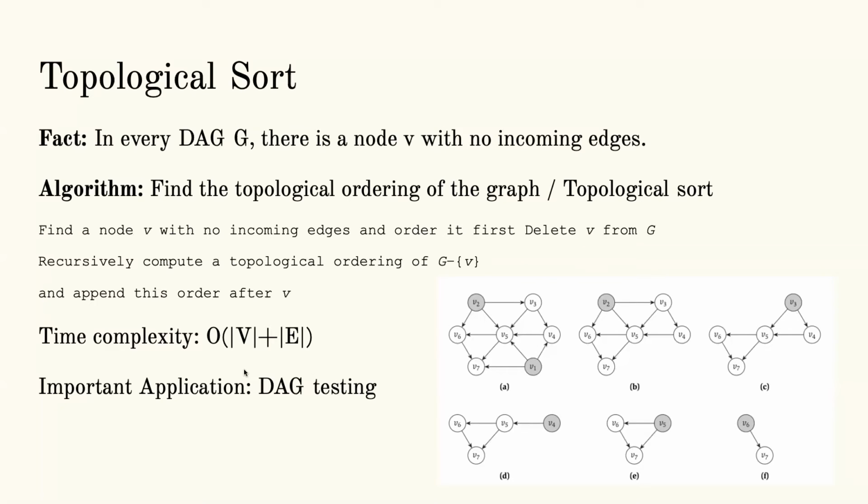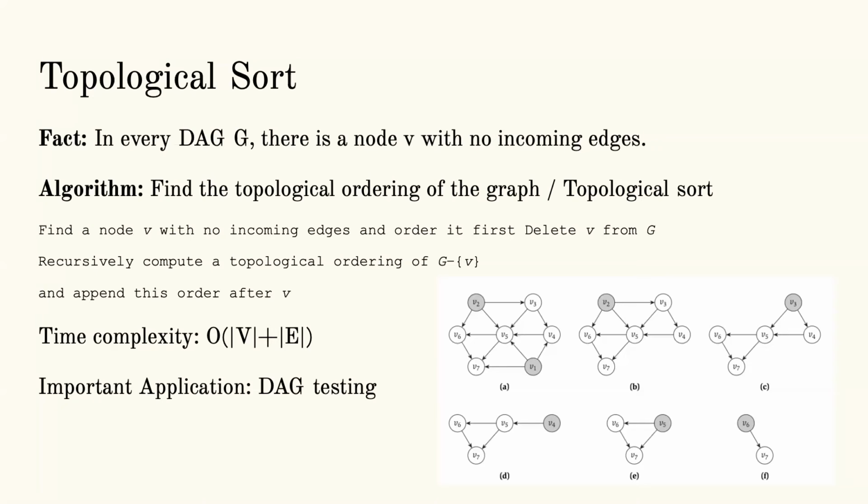The time complexity of topological sort is V plus E. It is the sum of the amount of nodes and edges, because in this algorithm, you need to traverse all of the nodes and edges to first make sure that you can find a node with no incoming edges. And second, you also need to take note of them when you delete them from the graph.